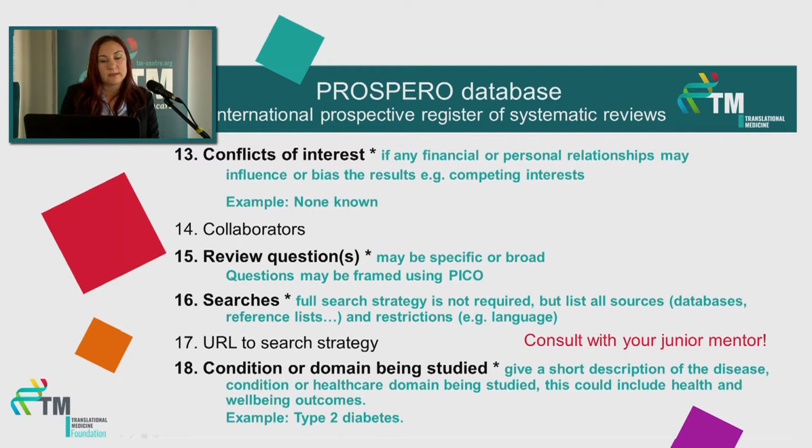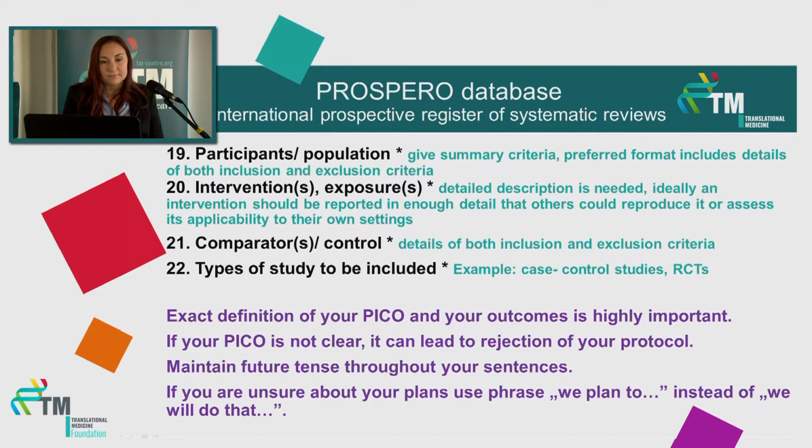And after it, the next point is also mandatory. Condition or domain being studied is the C from your PICO. So give a short description of the disease, condition, or healthcare domain being studied. This could include health and well-being outcomes too. Okay, so the example here is type 2 diabetes, but you can also have a healthy group.